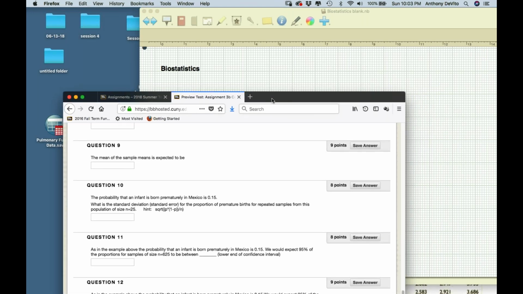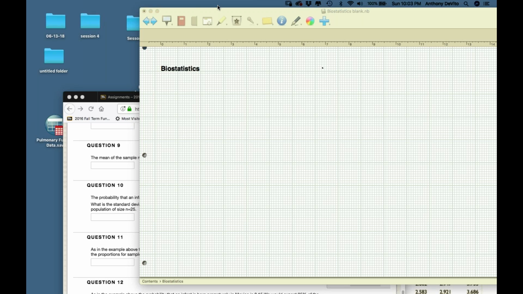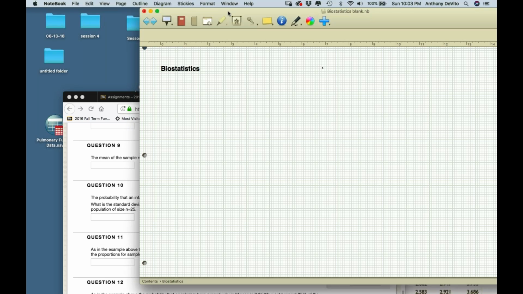Doing this for a proportion, the point value, instead of being a mean, is equal to a proportion, right? We never know what p is. In this case, we know it's 0.15, but in reality, we really never know what it is. But we know, for instance, that if it is 0.15, we know something about the way that it's distributed.